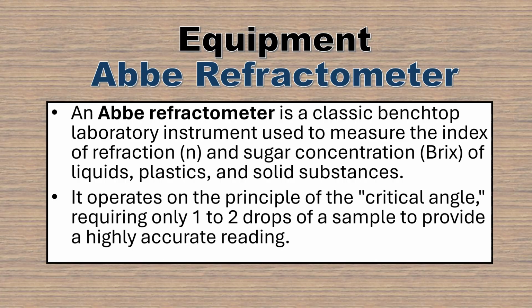Which equipment is used for measuring refractive index, that is Abbe refractometer? An Abbe refractometer is a classic benchtop laboratory instrument used to measure the index of refraction, that is N, and sugar concentration brix of liquids, plastics, and solid substances. It operates on the principle of the critical angle, requiring only 1 to 2 drops of a sample to provide a highly accurate reading.